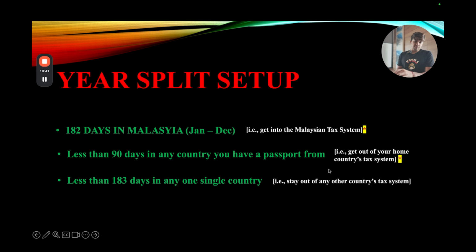So this will depend on what your home countries are. But generally, if you spend less than 90 days and cut as many ties as possible, this is going to be fine. And then less than 183 days in any one single country. This basically means stay out of any other country's tax system. We obviously want to get into Malaysia, out of your home country, and then we want to just stay out of every other country, because it's all fun and games.